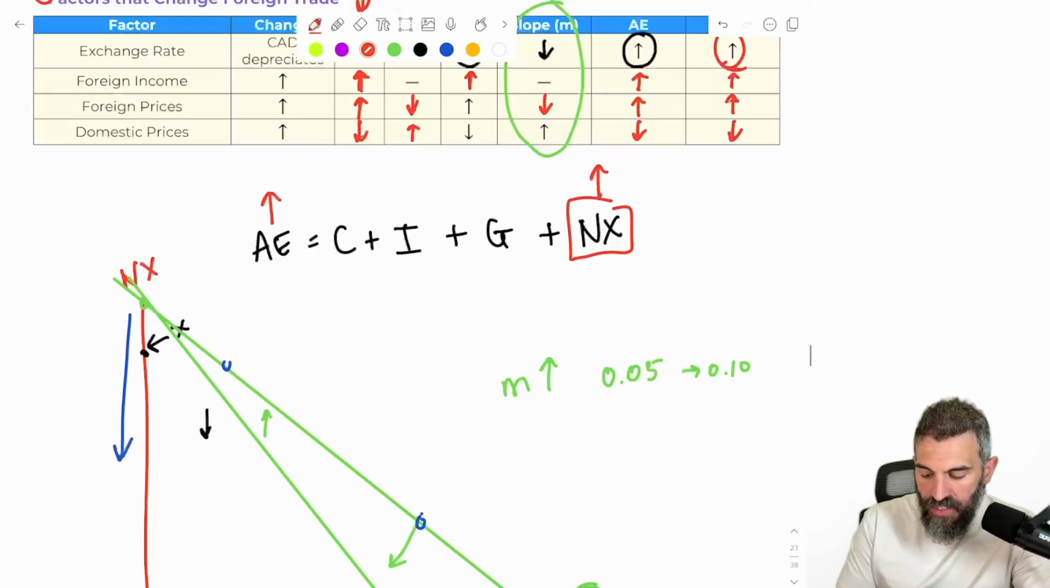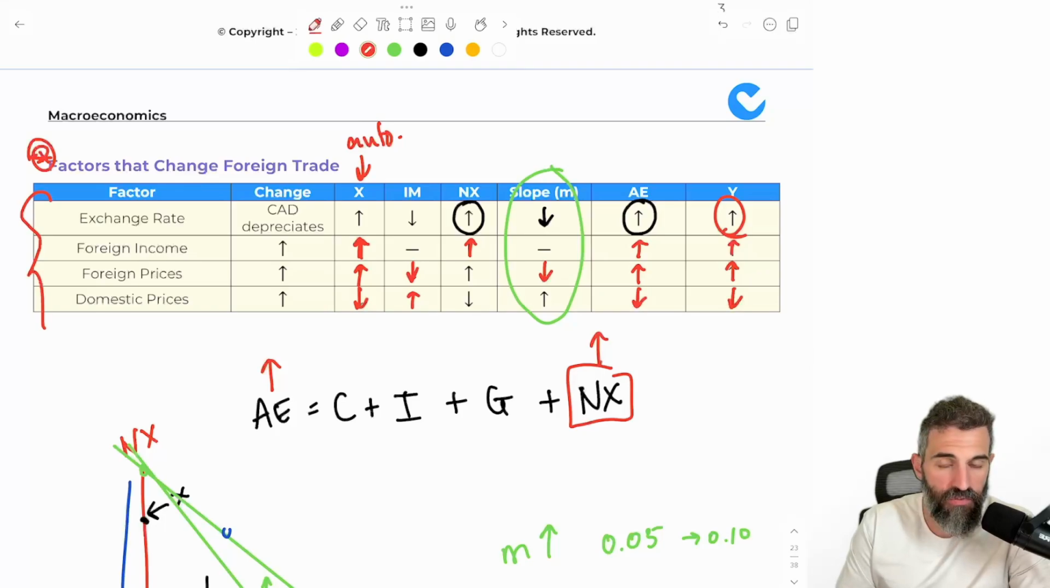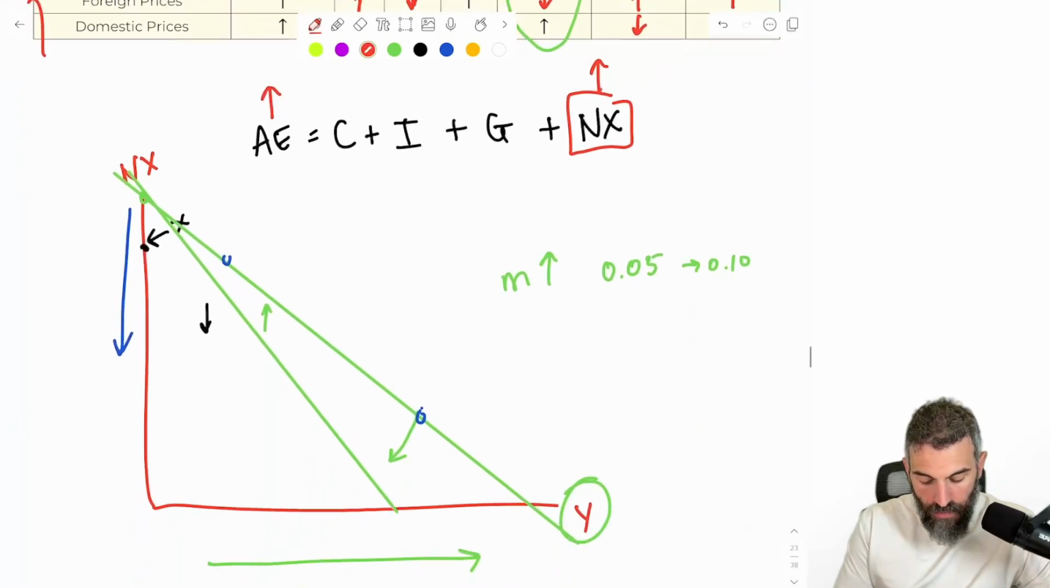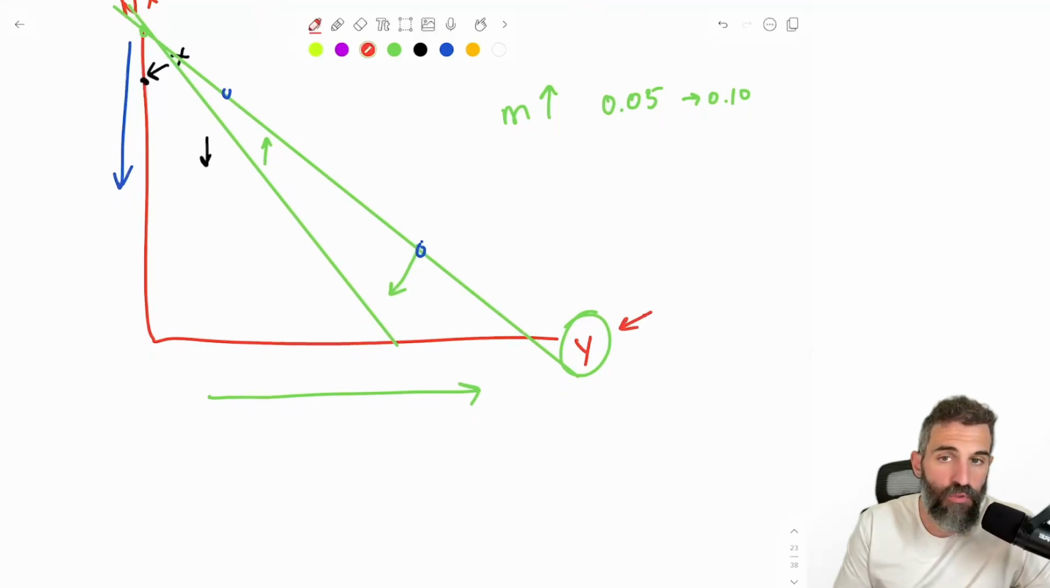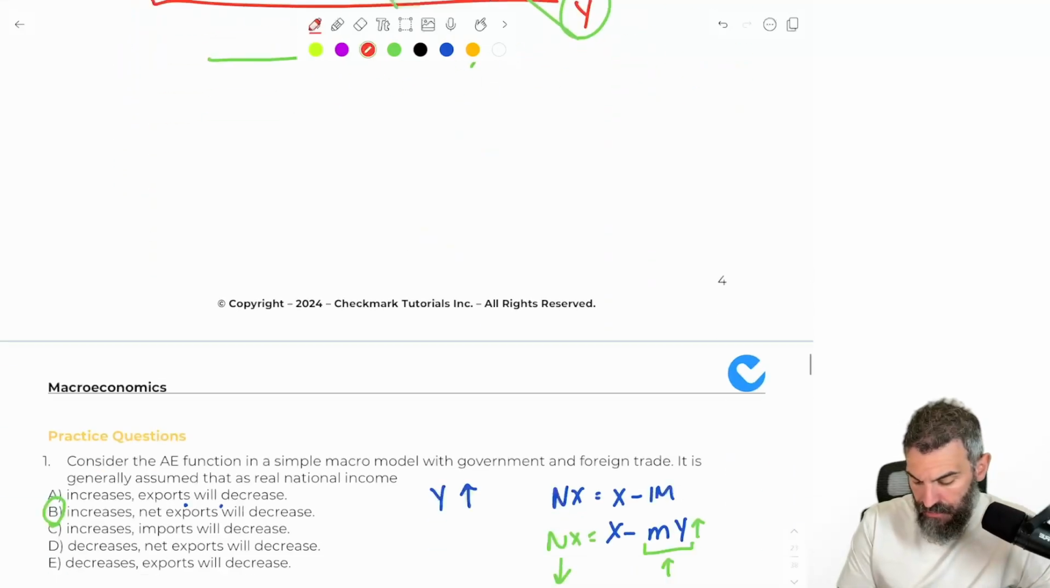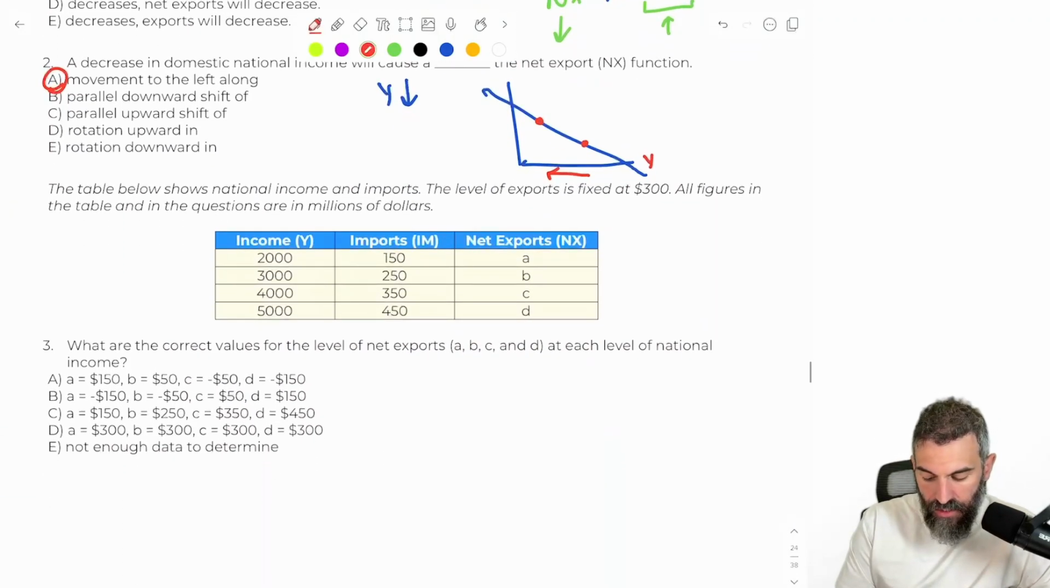Careful. All these other things, these cause shifts and rotations. But national income only causes a movement. Same with supply and demand. Same with basically every time we've had a graph. Same concept.